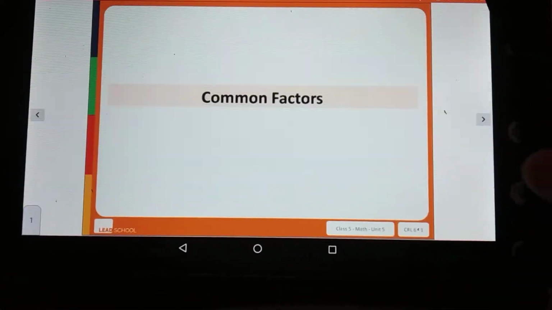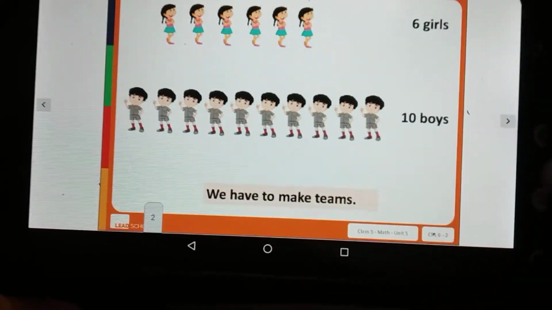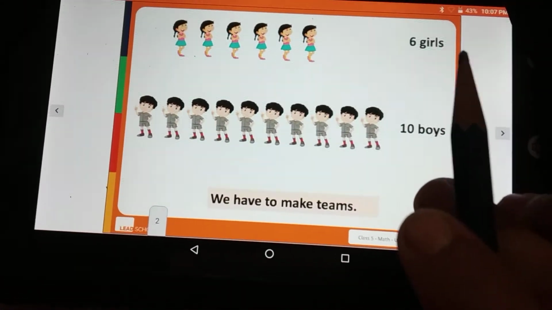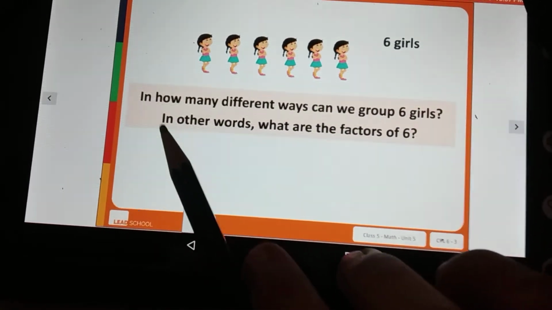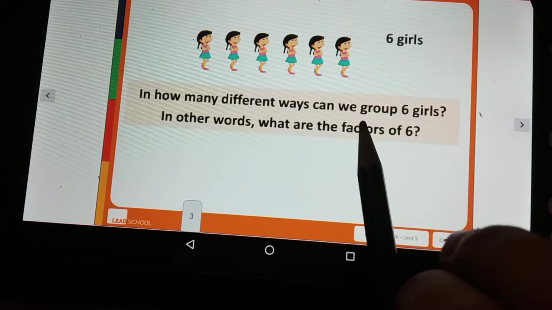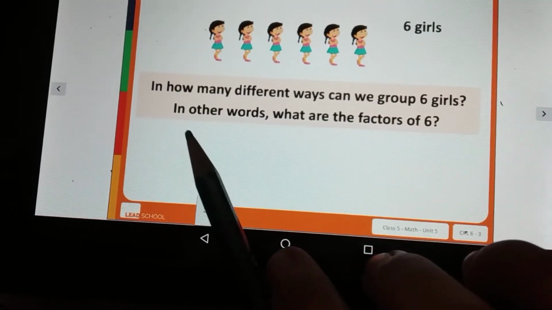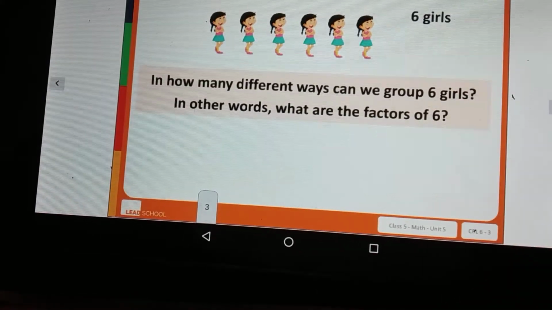Now we'll start with common factors. 6 girls are there, 10 boys are there. We have to make teams. In how many different ways can we group 6 girls? In other words, what are the factors of 6?